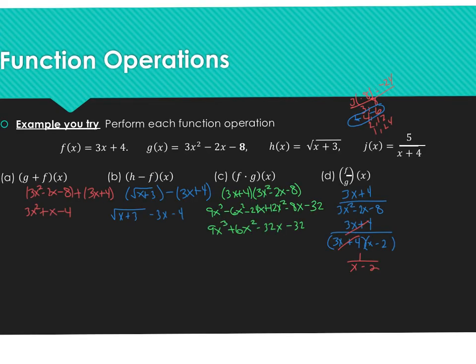Okay, so hopefully you found for A, when you add the two functions together, you do get 3x squared plus x minus 4. For B, when you subtract h from f, the square root of x plus 3 minus 3x minus 4. When you multiply f times g for C, 9x cubed plus 6x squared minus 32x minus 32. And then for D, when you divide f by g, the denominator does factor to 3x plus 4 times x minus 2, and then the 3x plus 4's cancel out. A big mistake that I will also see students make is they think when you divide the same number, you get 0, when in reality, any number divided by itself is just 1.